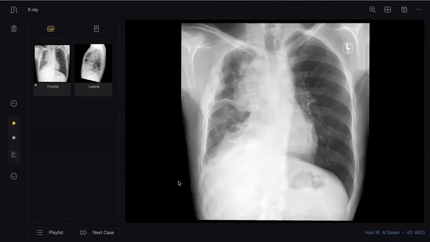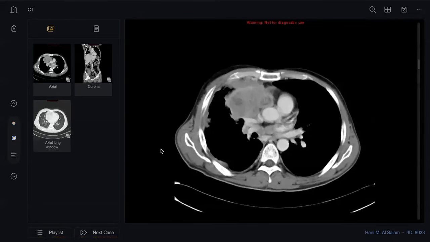Review the previous radiographs if available, check for history of occupational exposure, and then ask for chest CT with intravenous contrast enhancement. Okay, this is your CT.